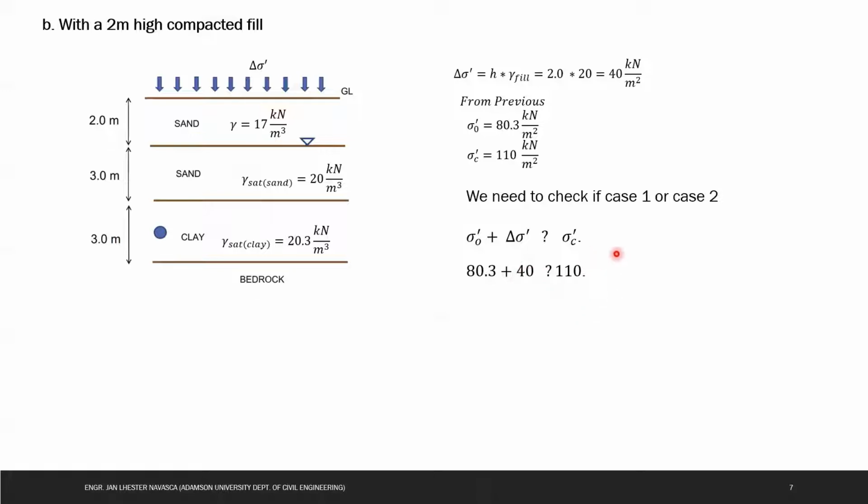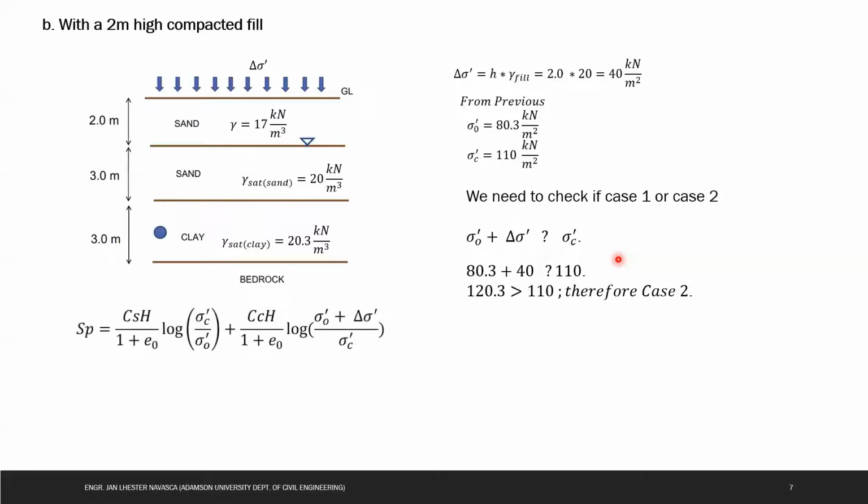Compare that to the pre-consolidation pressure of 110. So 80.3 plus 40 is 120.3. That is greater than the pre-consolidation pressure. Therefore, that is case 2 or condition 2. So the formula for the primary consolidation settlement is given by this formula.